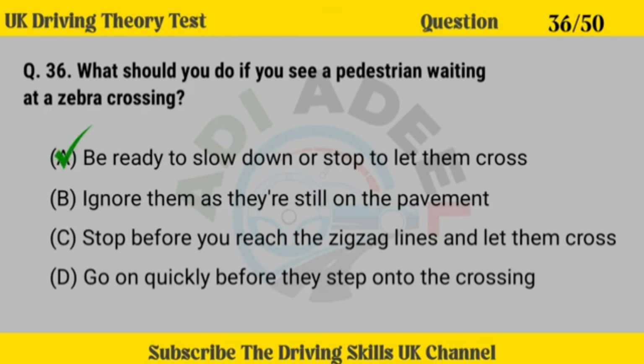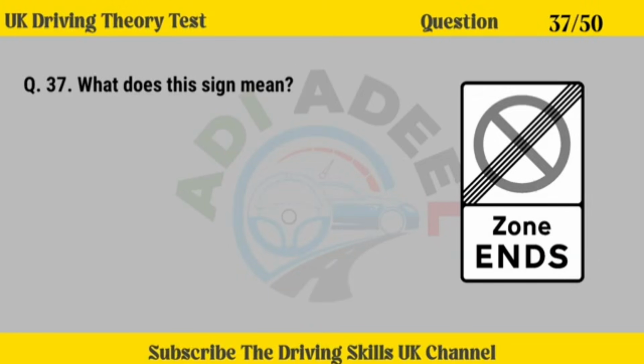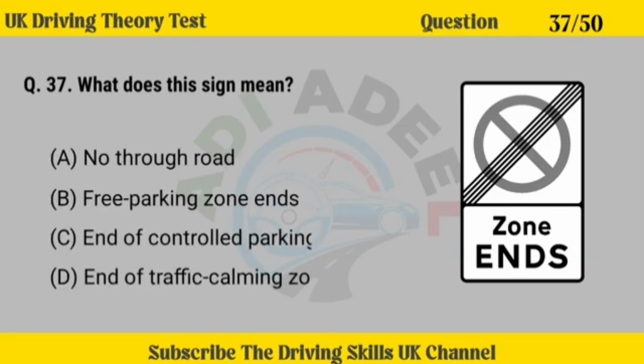The right answer is A. Be ready to slow down or stop to let them cross. Question 37. What does this sign mean? A. No through road.